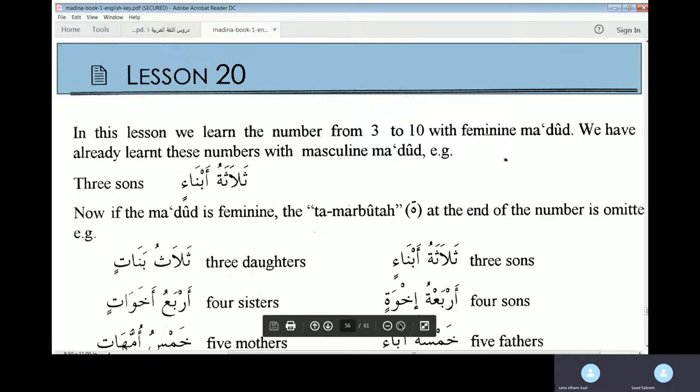واحد اثنان ثلاثة أربعة خمسة ستة سبعة ثمانية تسعة عشرة. Okay. Now the lesson.